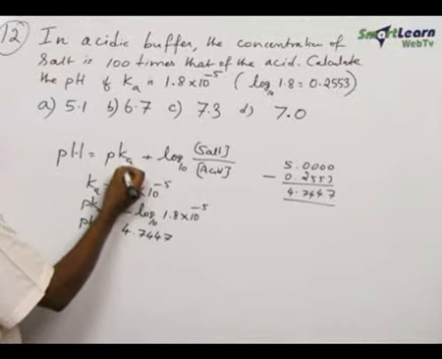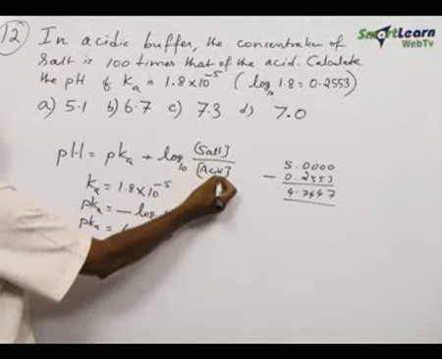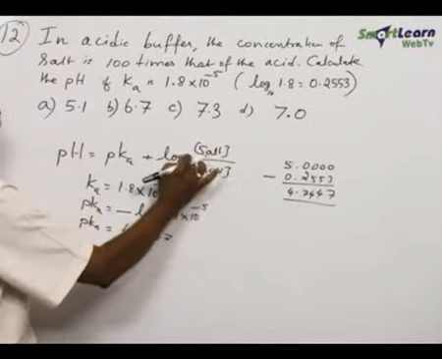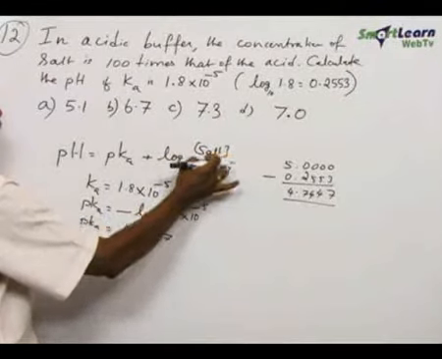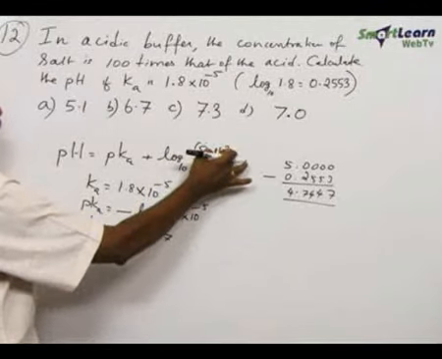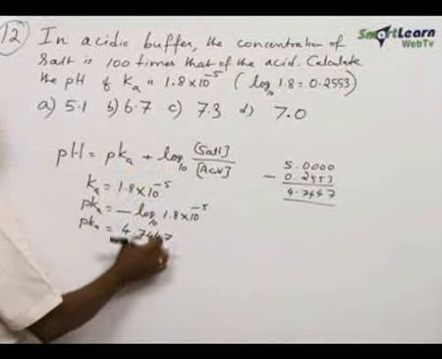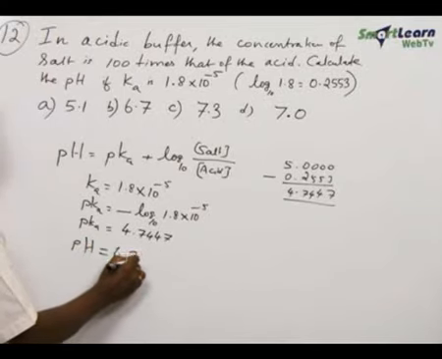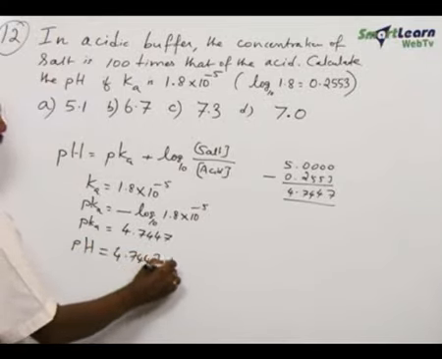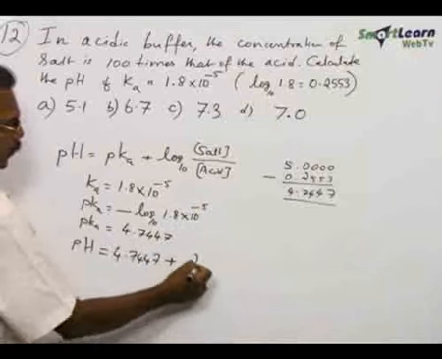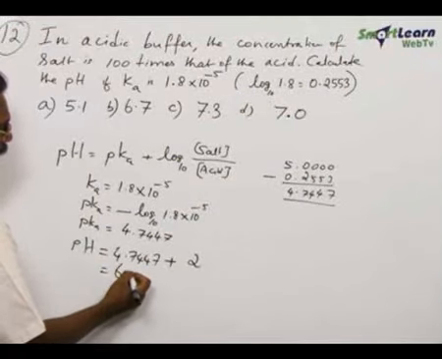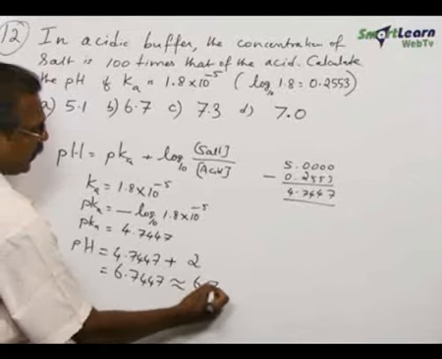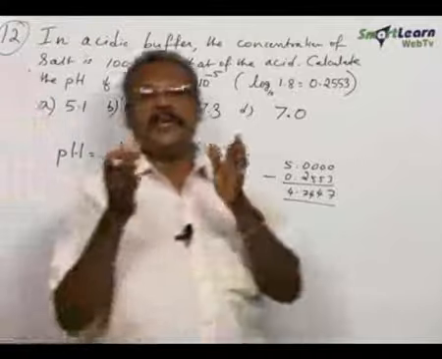Now we can substitute here. Now log of salt by acid. The concentration of salt is 100 times the concentration of acid. Therefore, here log 100 will come. Log 100 is log of 10^2, so the value is 2. The pKa value is already 4.7447. So pH is equal to 4.7447 plus 2, so now we have the value 6.7447. That can be taken as 6.7.